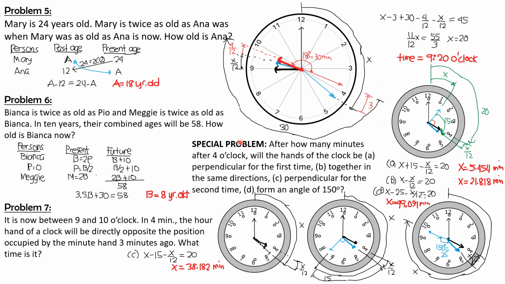Then let's have this special problem on clock. This is the basic problem on clock. After how many minutes after 4 o'clock will the hands of the clock be: A, perpendicular for the first time; B, together in the same direction; C, perpendicular for the second time; and D, form an angle of 150 degrees. So that is understood. First, form an angle of 150 degrees.